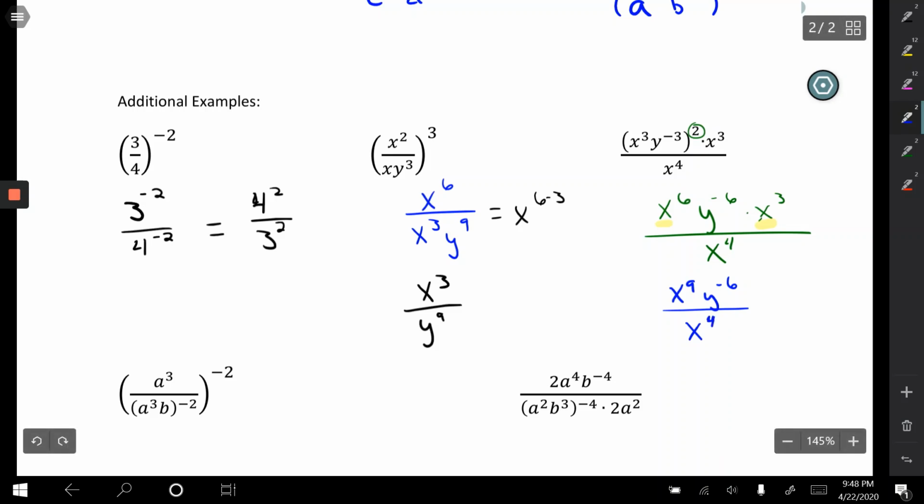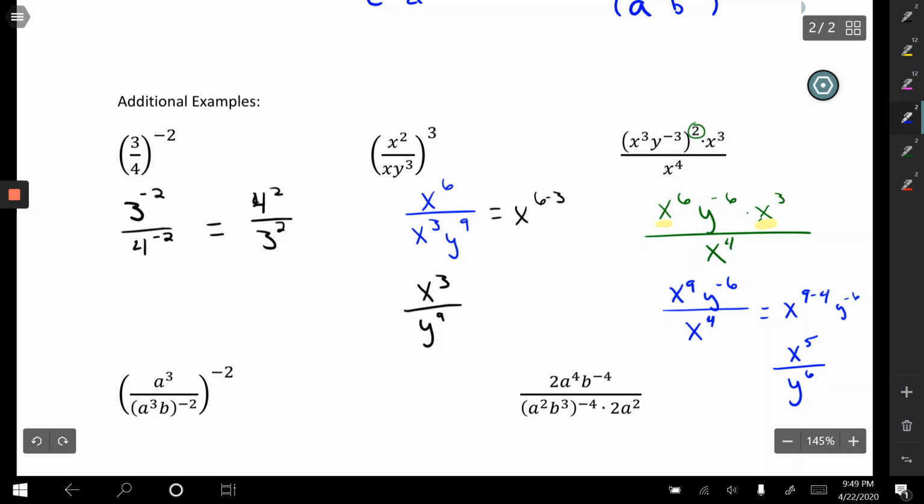I have more than one base of an x, so I need to make sure that I'm using my quotient rule to subtract those. So 9 minus 4 leaves me with x to the 5th. And of course, that y to the negative 6 is on the wrong side of the fraction line, so that one needs to move down. So there is my final answer.